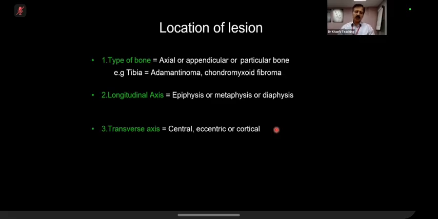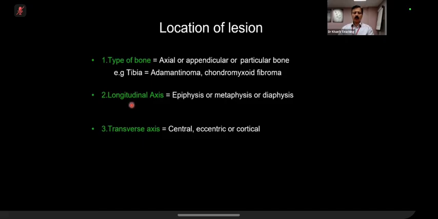Right, location of lesion is one of the key things for the exam, absolutely critical, the most important thing. And we are talking about the long bones here. So, of course, the type of bone, axial versus appendicular, is a different entity, and there are some tumors which occur at specific bones. For example, in tibia, you might have adamantinoma or chondromyxoid fibroma. But this concept is absolutely critical, the most important.